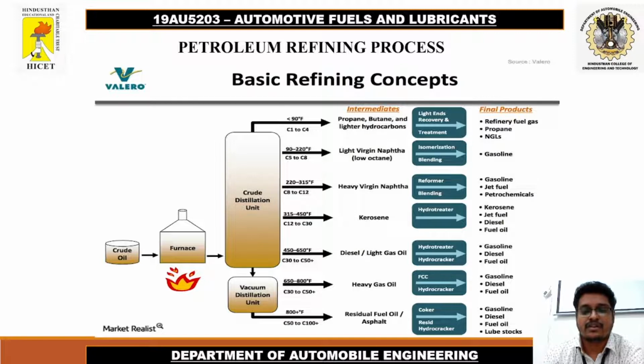And at last, when the temperature is above 800 degrees Fahrenheit, residual fuel or asphalt will be obtained, and by using chemical processes called coker or resid hydrocracker, gasoline, diesel, fuel oil and lubrication stocks will be obtained.